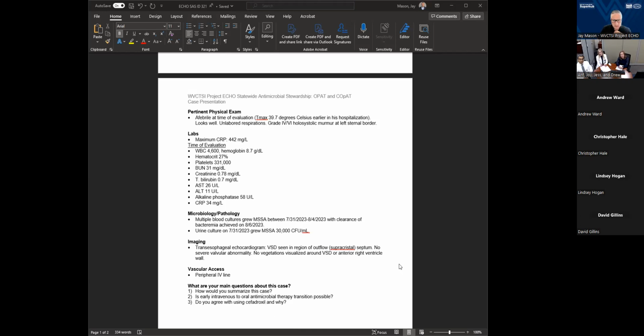It goes from the right ventricle through the pulmonic valve to the lungs. So the VSD-associated endocarditis presents as a right-sided endocarditis. And so that's how we summarized his case.